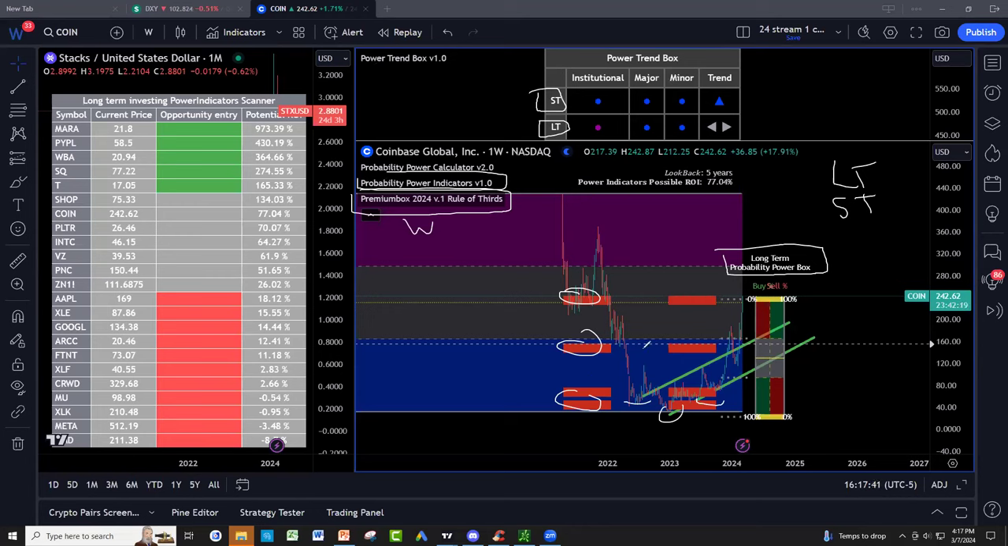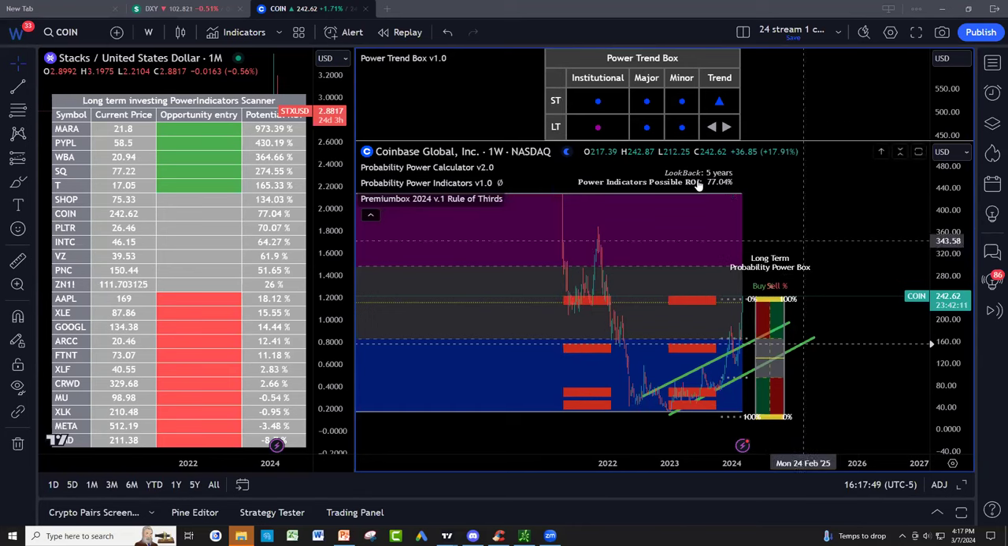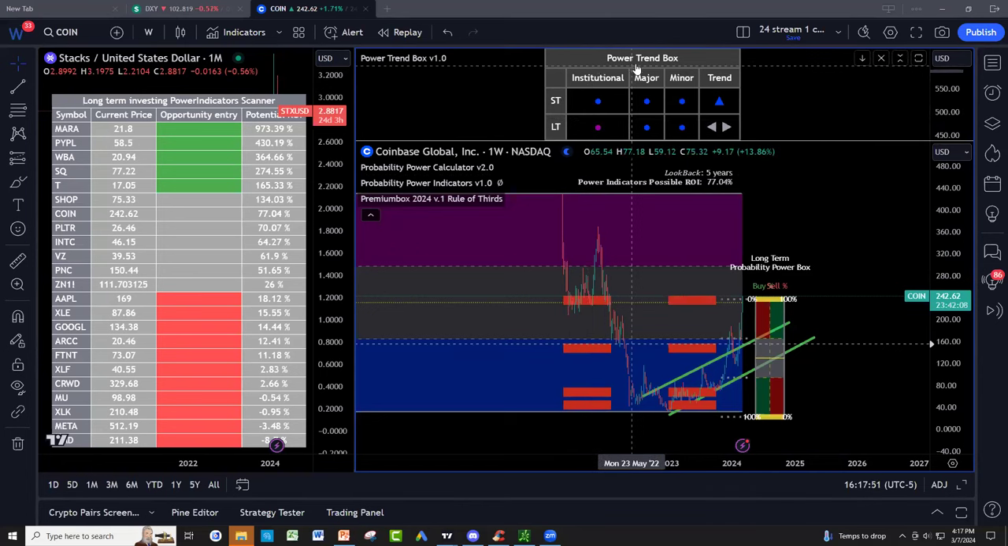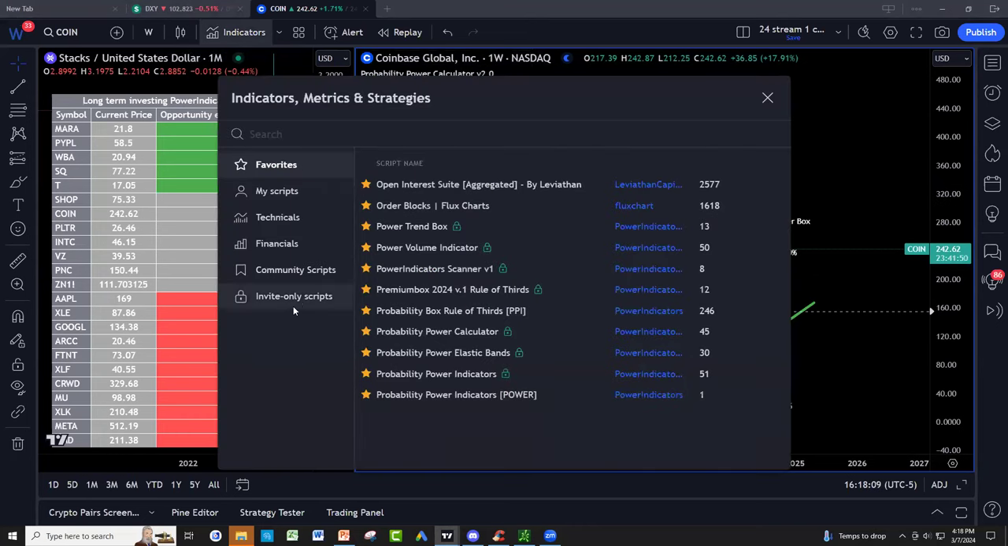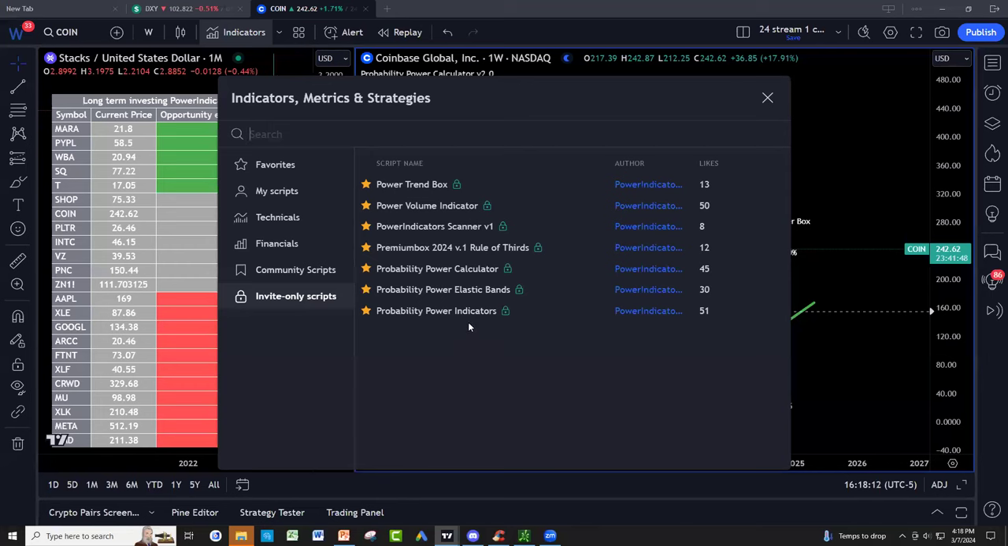If you don't know how to do that, let me show you. It's fairly easy. Let me remove the power trend box and I'll show you how I like to put it. And please let me know if the sound goes down, everybody. If the sound goes down, let me know right away. So I'm removing the power trend box. I'm going to indicators and I'm going to invite-only scripts. From invite-only scripts, I choose the probability power trend box, the first one.